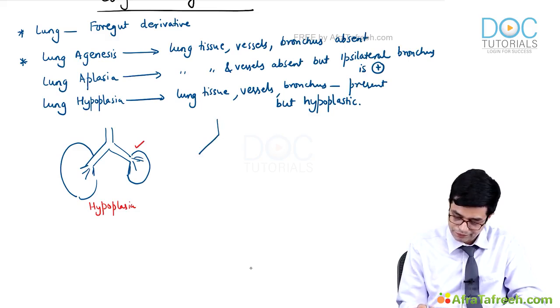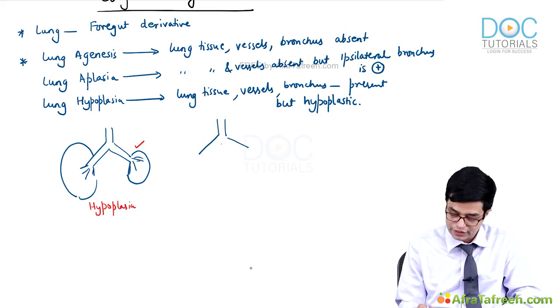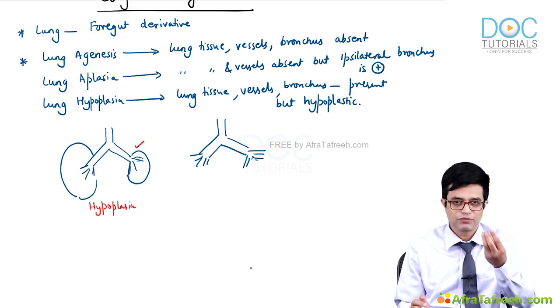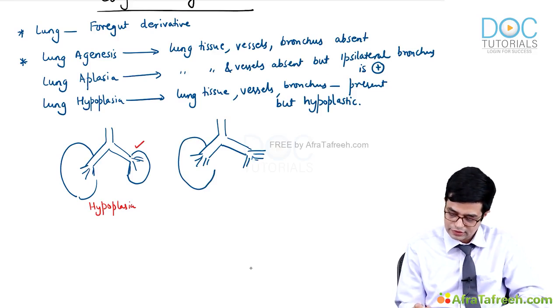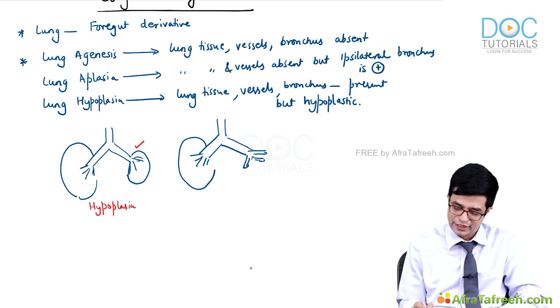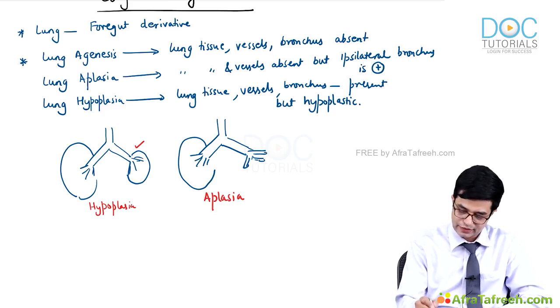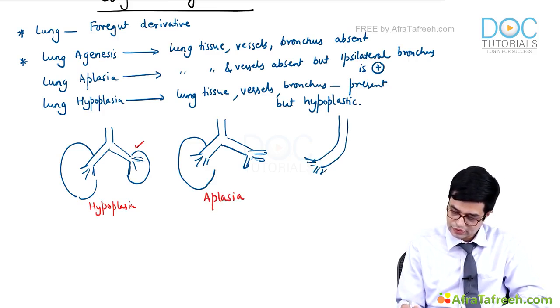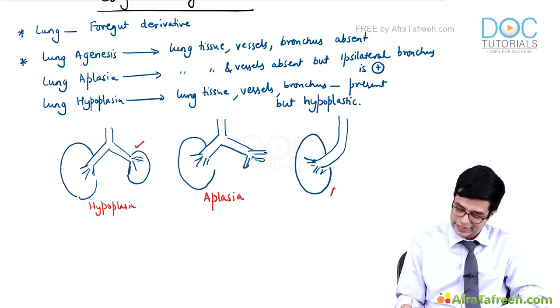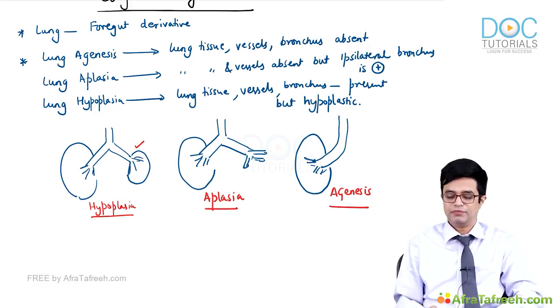Second example, you may get visuals on this. Visuals on this are asked in MCQs, not direct MCQs, but difficult questions. If they have to put, they can put up a photograph like this. This is a bronchial tree that has formed, but no lung tissue has been formed on that side. So this will be aplasia. And the third variety, what is this? Not even bronchus has formed on the affected side. So this will be agenesis. I hope this distinction between them is now clear.